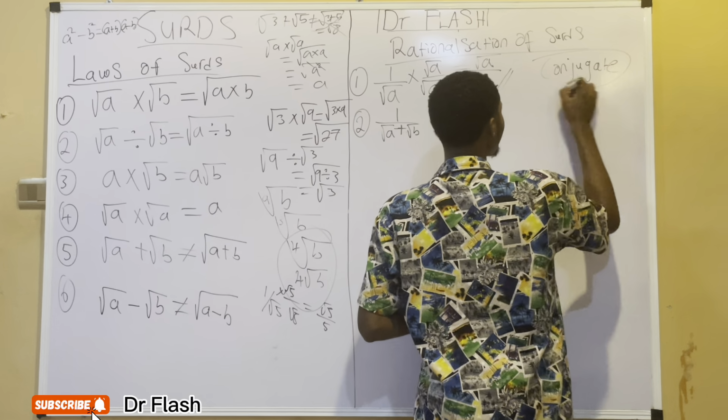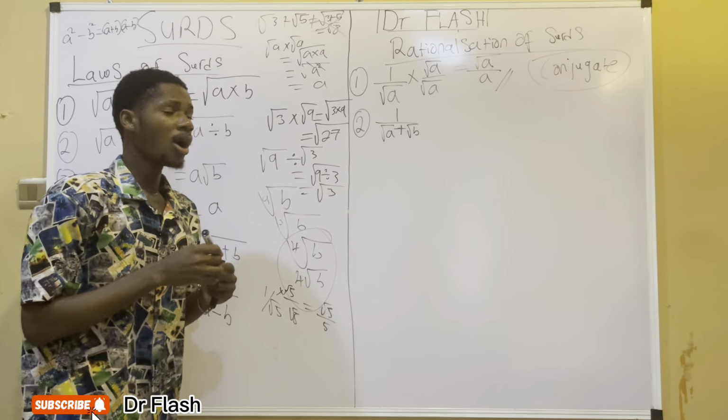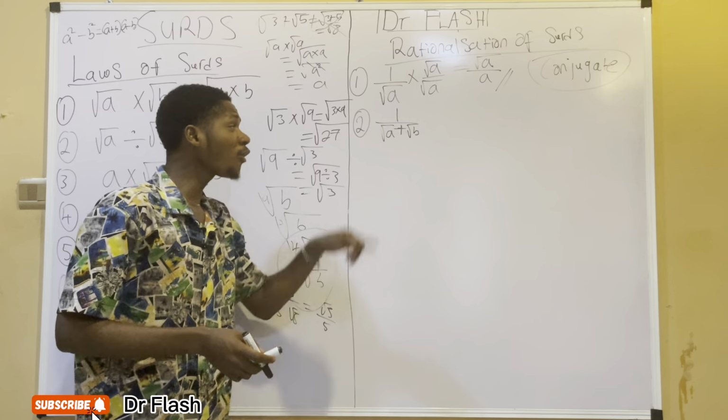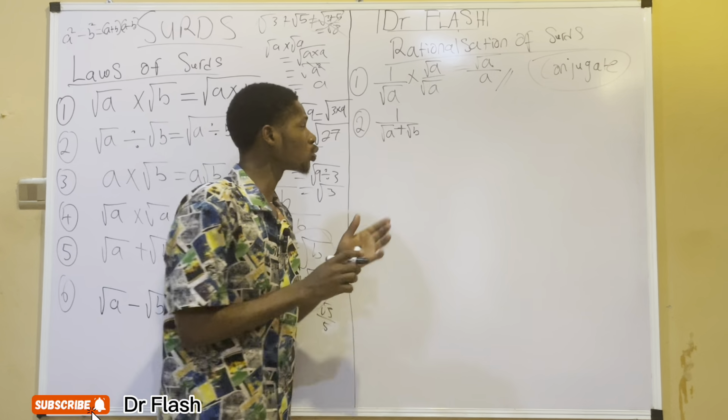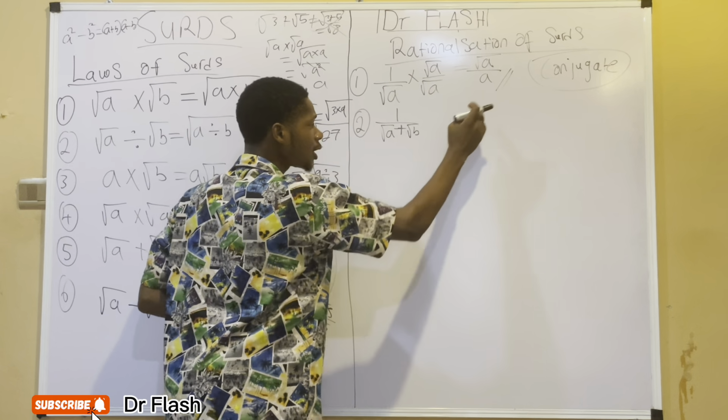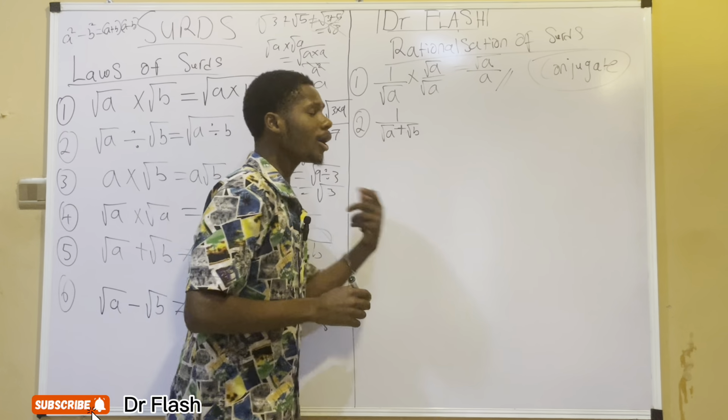Okay, whenever you are rationalizing surds like this, in general, what you do is you multiply the top and bottom by the conjugate of the denominator. Take note, we are going to multiply top and bottom by the conjugate of the denominator. Now what is a conjugate?